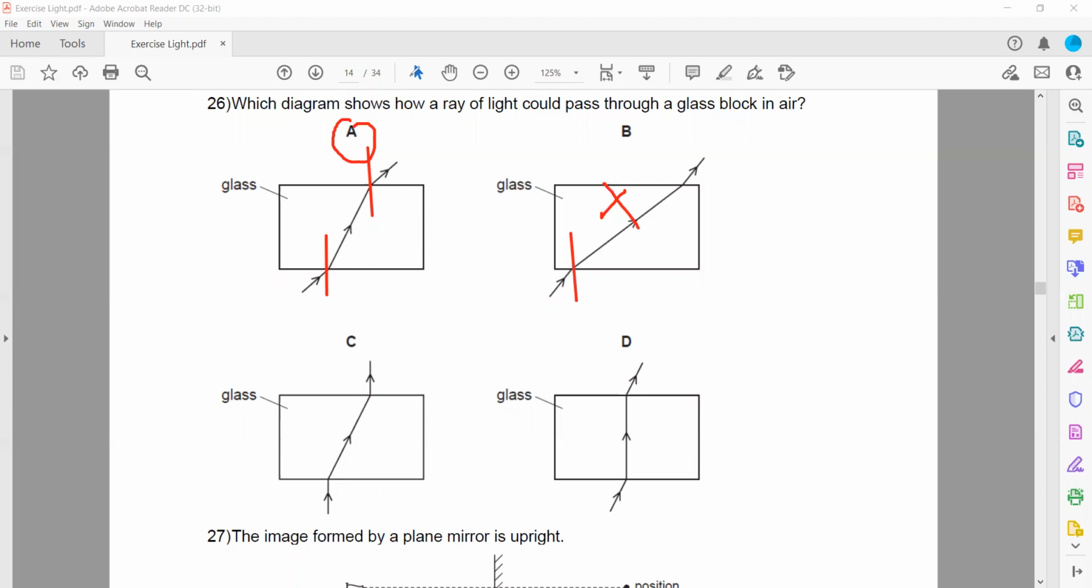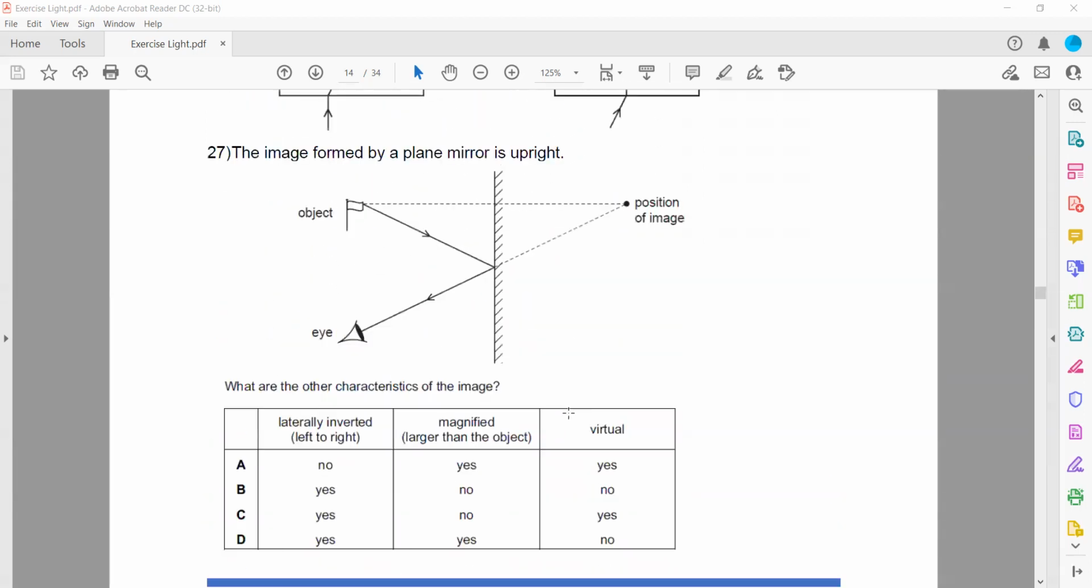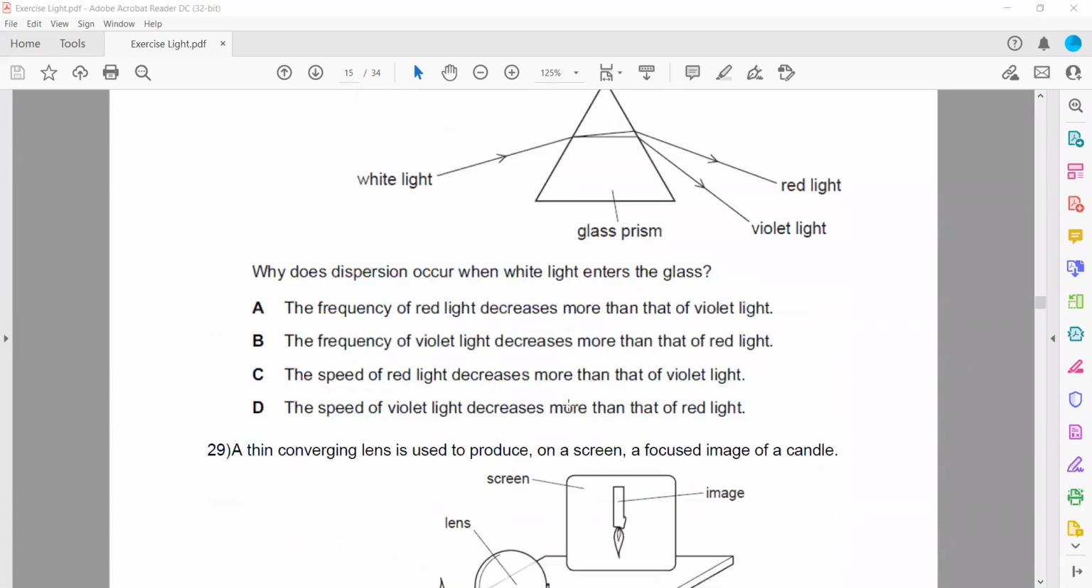Why is C wrong? Because in C it is passing along the normal. When the ray of light is passing along the normal, it should pass straight. And why is D wrong? Because when it is bending, it is not going in the direction of the normal; it bends slightly towards the normal, but not the same as the direction of the normal. That's why D is also a wrong answer. So A is the correct answer. First it bends towards the normal and then it bends away from the normal.